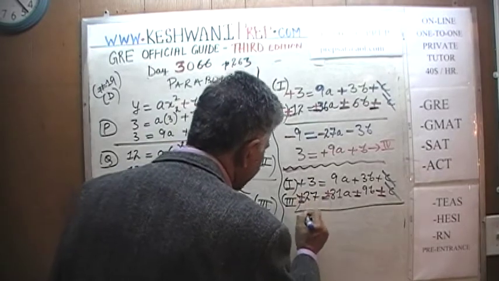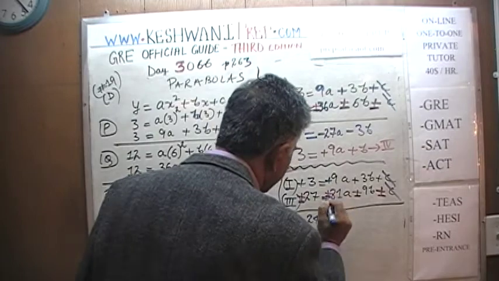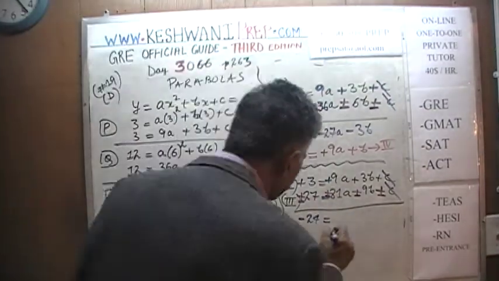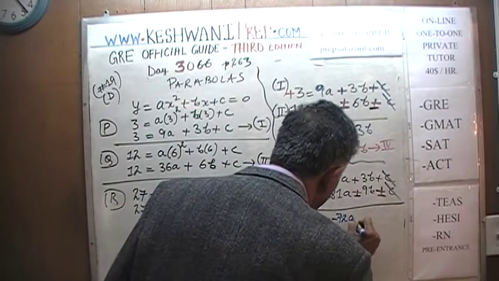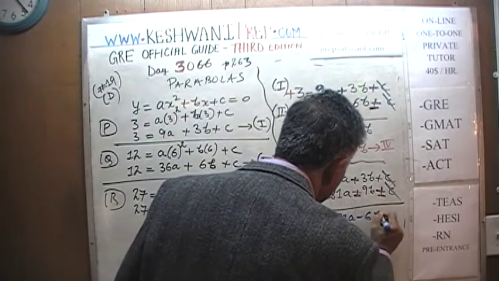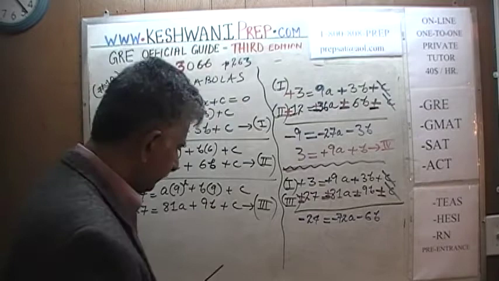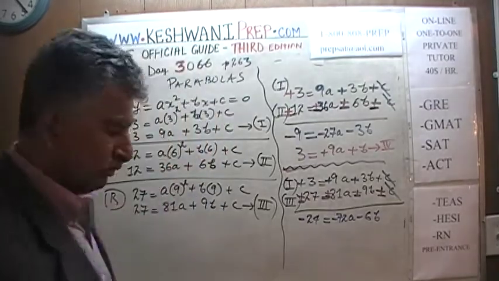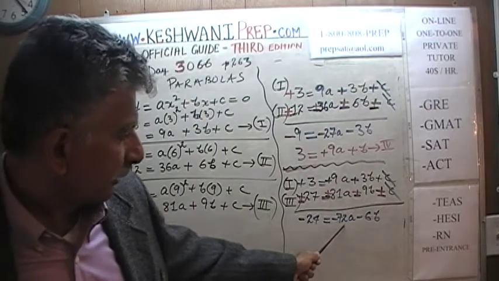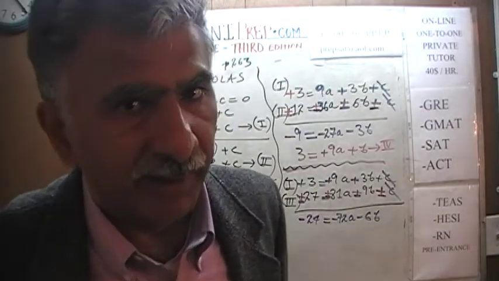Positive 3 and a negative 27 is going to give us negative 24 equals positive 9 and a negative 81. Again, 81 minus 10 would have been 71, so it's going to be negative 72a. Positive 3 and a negative 9 is going to give us negative 6b. Again, because I want to keep on going, I'm not going to explain every excruciating step, but you should be able to see right away that 24 is a multiple of 6, 72 is a multiple of 6, and 6, of course, is a multiple of 6. Let's divide the entire equation by negative 6.